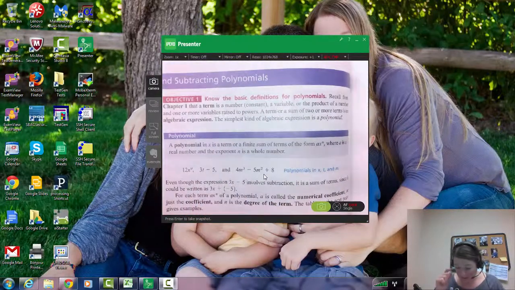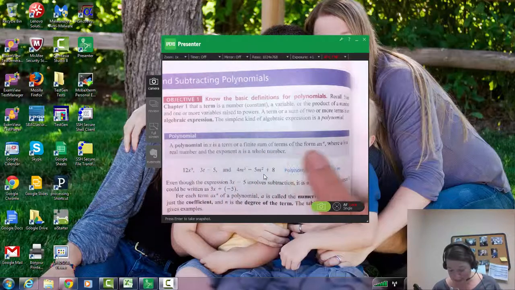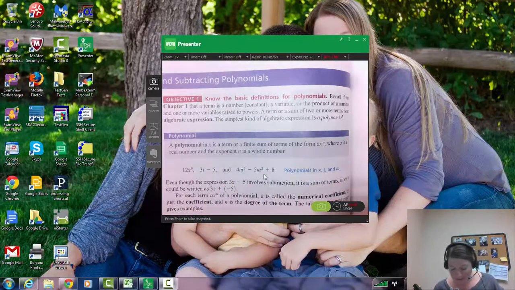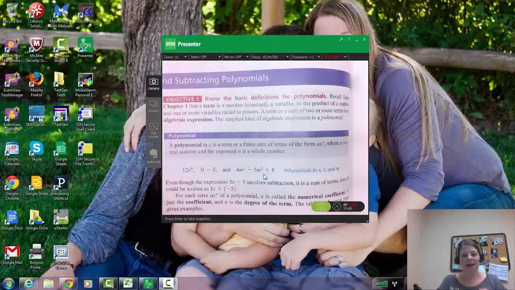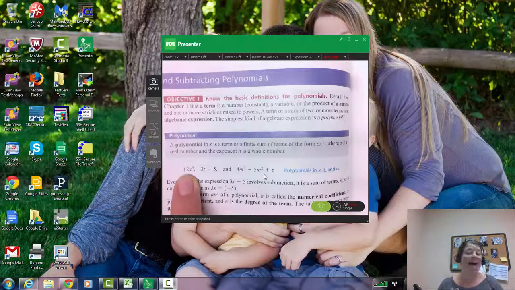A polynomial in x is a term or finite sum of terms of the form ax to the n, where a is a real number and n is a whole number. Basically, all it is is different numbers with letters and exponents. So they give us these examples here. This first one's a polynomial. It has one term, so we actually call it a monomial. It doesn't have any plus or minus, so it's just a monomial, or one term.